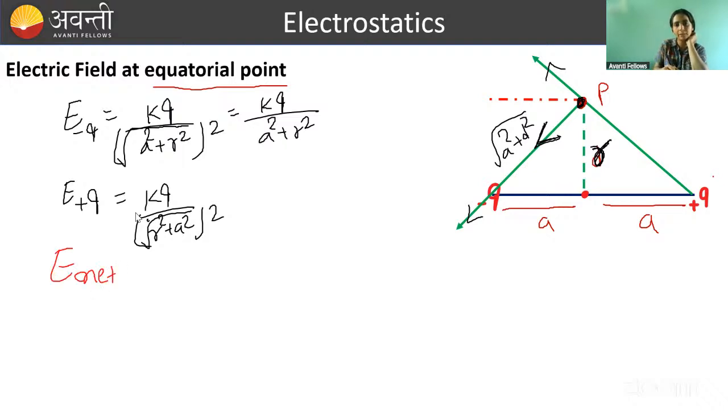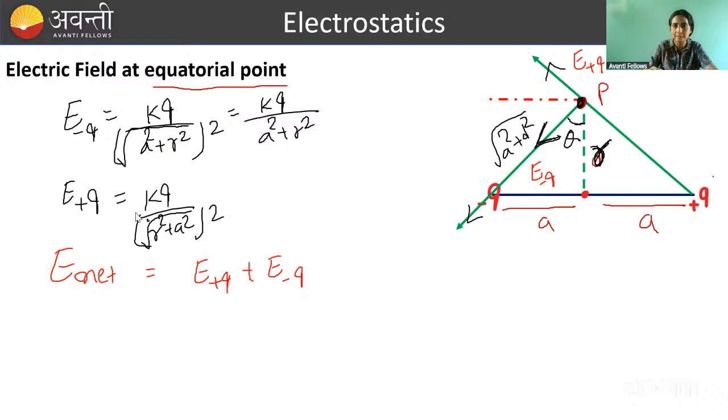So net electric field आप कैसे लिखोगे? E plus Q plus E minus Q. Now let's do the addition. यहाँ अगर आप ध्यान से देखो दोनों का magnitude same है. So this is your E minus Q and this is your E plus Q. If you will break E minus Q into components towards the axial and equatorial line, then what are you going to get? Let's say this angle is your theta.